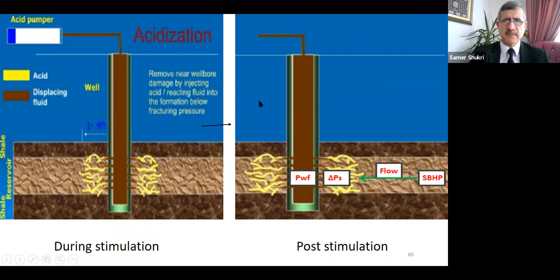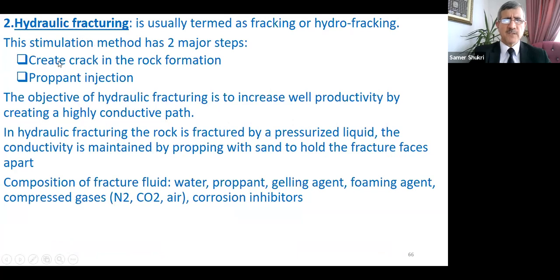Hydraulic fracturing also, we increase the pressure that is applied to the formation to above the frac pressure. I will explain about the frac pressure if you don't know it. We also have to use fluid, water, propellant, gelling agent, foaming agent, compressed gases, nitrogen, CO2, air, corrosion inhibitors.